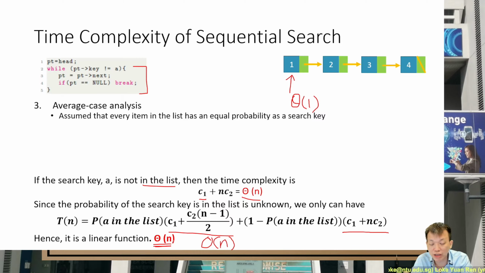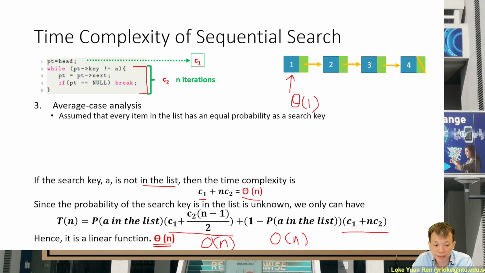But if I didn't mention the word average, then you can only say that it's big O(n), because there are some cases which are constant time. So that is how we select the right notation to represent our time complexity. In today's lecture, I covered big Omega and big Theta notation, and how we use this notation to represent the time complexity of an algorithm.